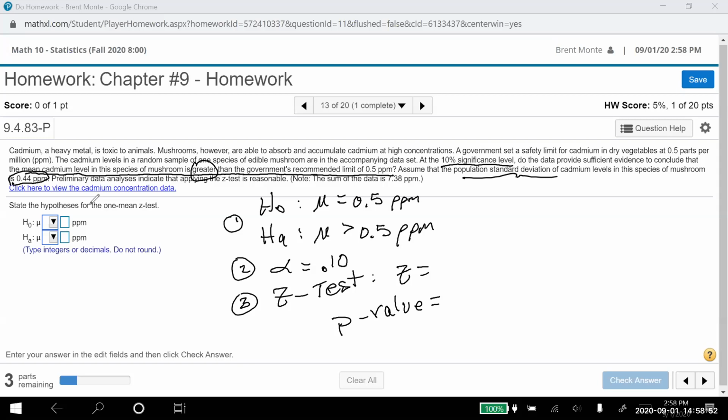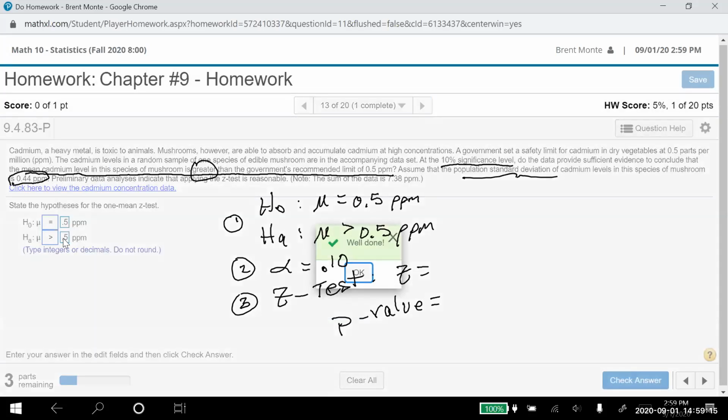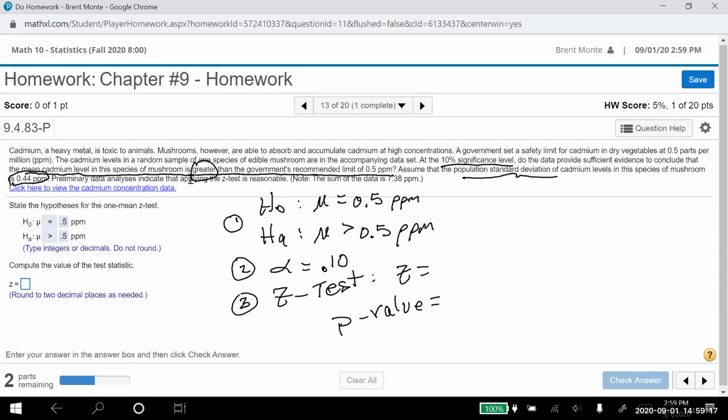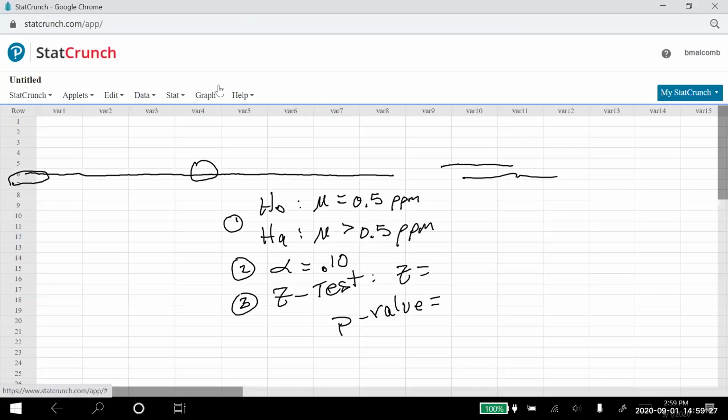So now what I do is I go back to StatCrunch. I guess I could state my hypotheses first. So they say the null, mu is equal to 0.5. Remember, always an equal for the null, 0.5. The alternative, what we're testing, is greater than 0.5. All right, so we're good there. Compute the z value. Okay, let's run the test. Remember, I go StatCrunch. Yes, that was question help, StatCrunch. Got a lot of stuff there I don't need. Let's erase some of this.